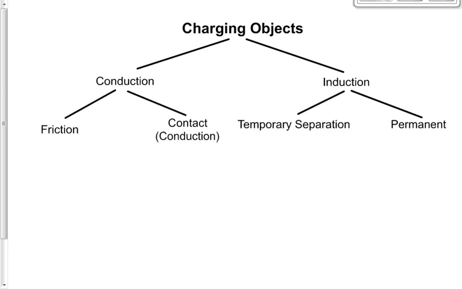We've spent some time over the last week looking at objects with charges and what happens when objects do have charges. We spent some time yesterday looking at how those objects get their charges, how they become positively charged or negatively charged in order to attract something or repel something, and so on. We saw yesterday that there's two ways that we can charge objects. They were charging by conduction and charging by induction.